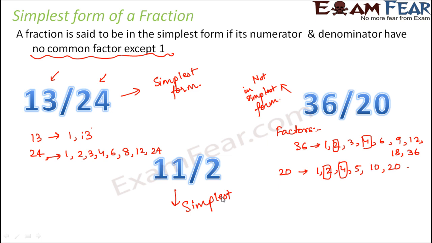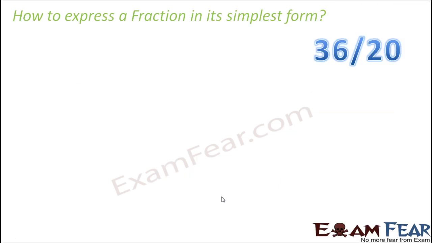In fact, in the last slide, while I was discussing equivalent fractions, when I was cancelling the numerator and denominator, what I was actually doing was trying to convert the fraction into its simplest form. So now the question is, how do we express a fraction in its simplest form? For this, our first step would be to find out the HCF of numerator and denominator. HCF, that is highest common factor.